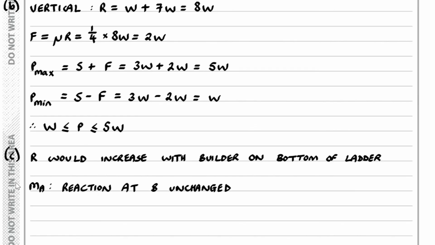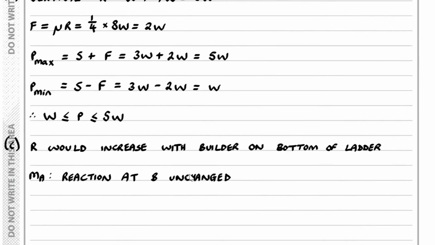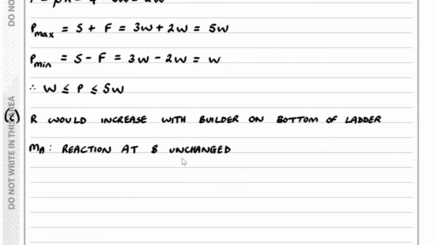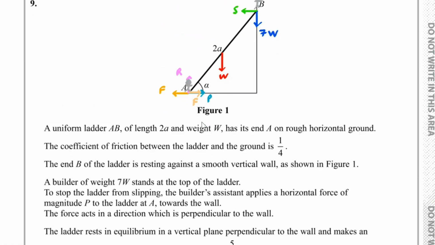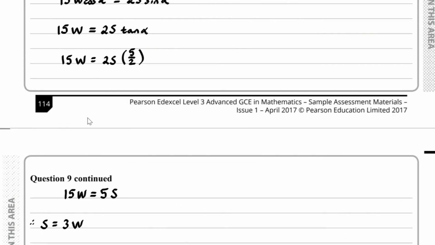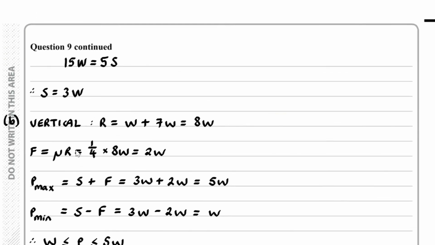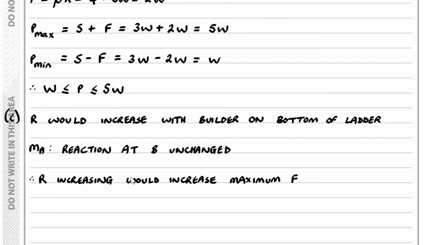And then, if we take moments about A just as we did previously, the normal reaction at B would remain unchanged, and that normal reaction is S. So if we work through all the calculations once again and think about how we would find friction, well, this time, if we increase R, this would also increase the maximum value of F, because if I think about F equals mu R, if I increase R, that means I increase F. So increasing R would increase the maximum F.